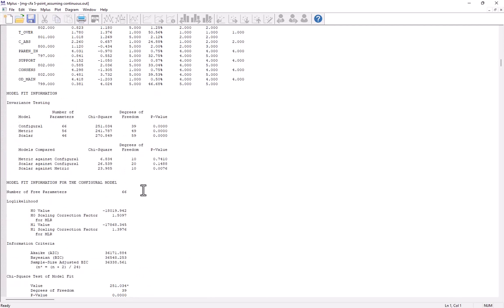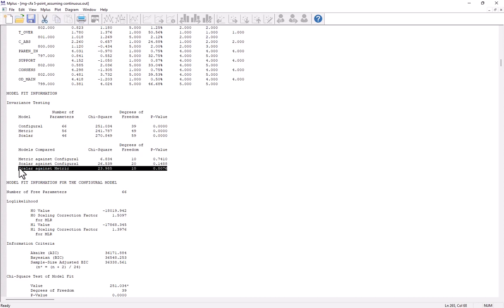The first thing you get is invariance testing. It shows the chi-square for each model, and it shows the comparison. Note that comparing metric invariance, where only the factor loadings are constrained across groups, against configural, which has no constraints, results in a not significant chi-square test, indicating that the metric invariance model fits as well as the configural invariance model. And then we see that the scalar invariance model fits as well as the configural invariance model, but the scalar invariance model fits worse than the metric model.